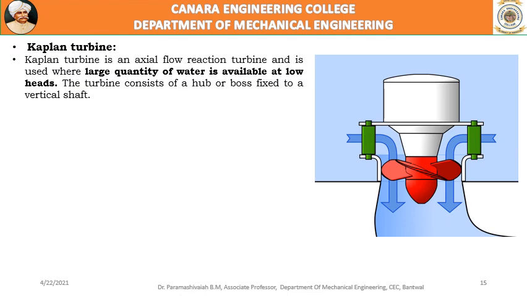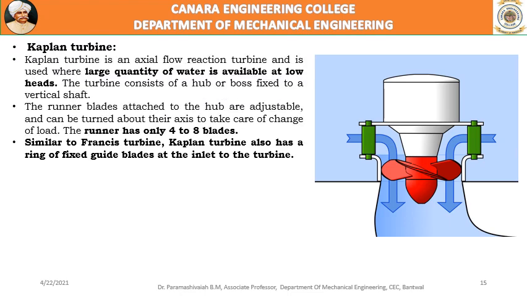Then next is the Kaplan turbine. The Kaplan turbine is an axial flow reaction turbine. As I told you, here you see the flow is axial, meaning this is the axis of the turbine or rotor, and the flow is in a direction parallel to the axis. So it is an axial flow turbine, and this is preferred when a large quantity of water is available but the head available is low.